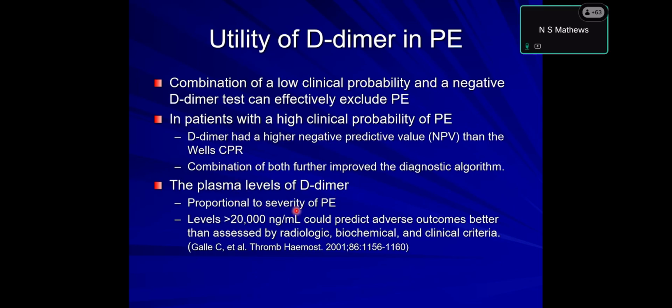Plasma levels of D-dimer are usually proportional to the severity of pulmonary embolism. So you can even find levels, actually in this range, more than 20,000, it could predict adverse outcomes better than assessed by any radiological, biochemical or even clinical criteria for that matter. Which means when you have levels like this, you can actually be sure that the patient is definitely at a higher risk.